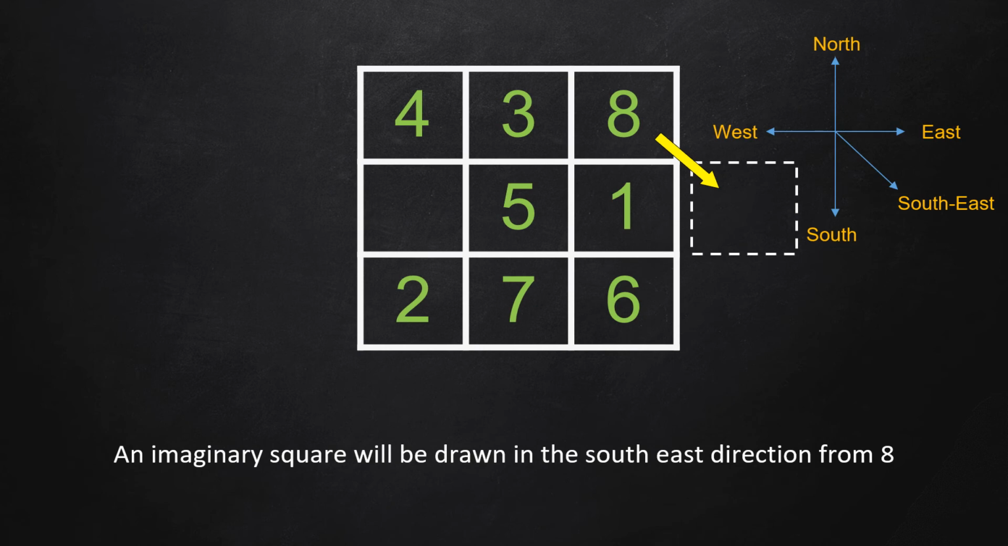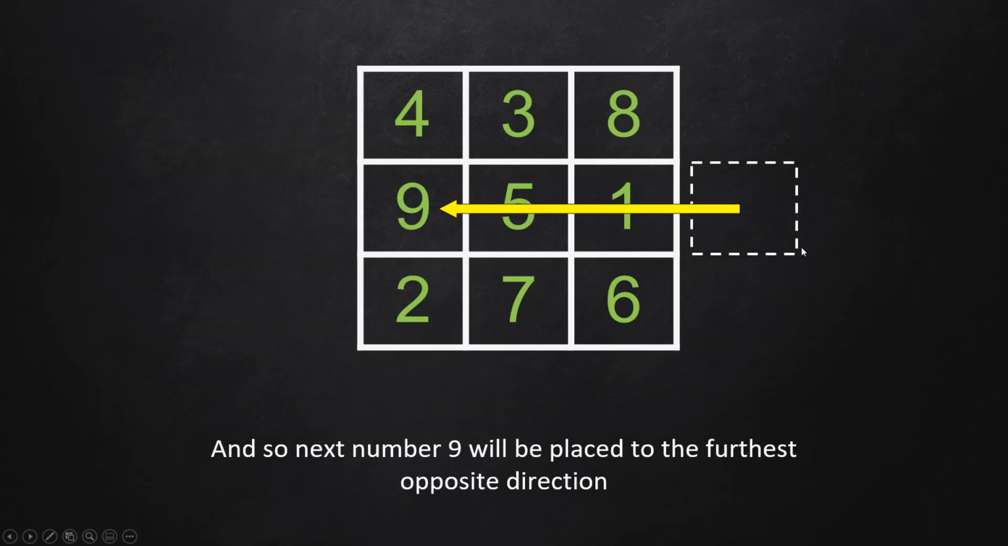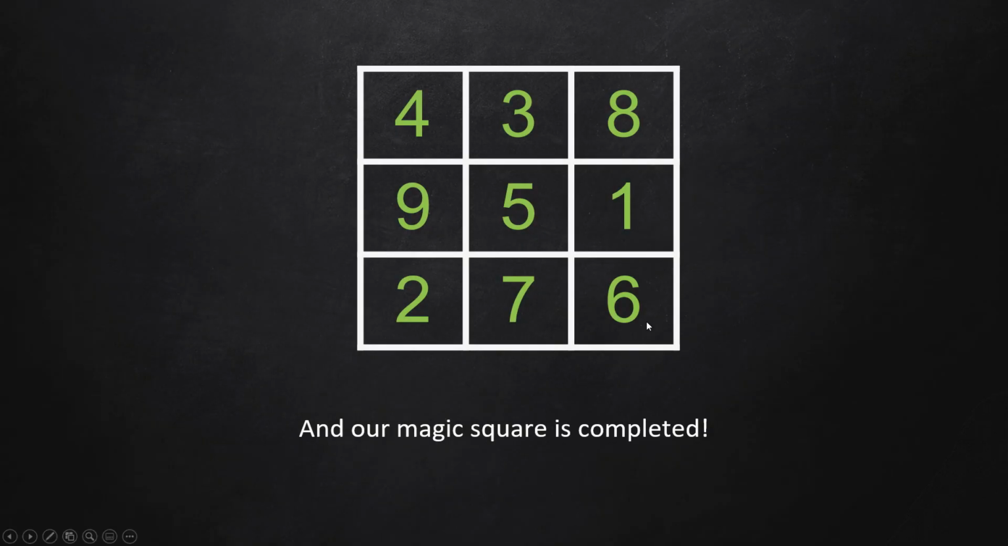An imaginary square will be drawn in the southeast direction from 8, which is right here, and then the square will move to its furthest opposite and 9 will get its position here. So this is how we complete our magic square.